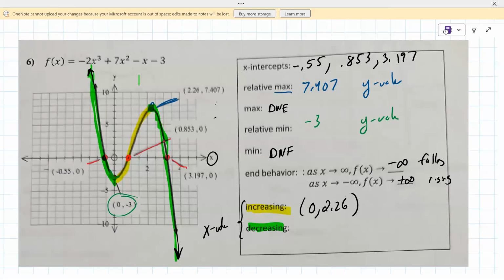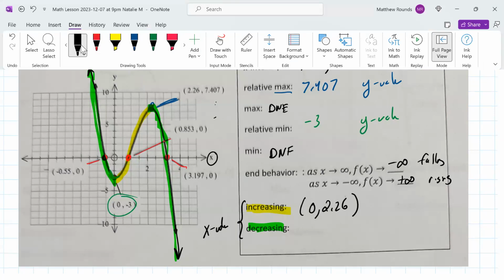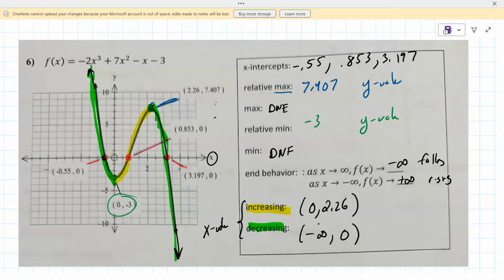Would it be like infinity to 0? Yeah. So it's the x values again. And then 2.26 to infinity. All right, that makes more sense.